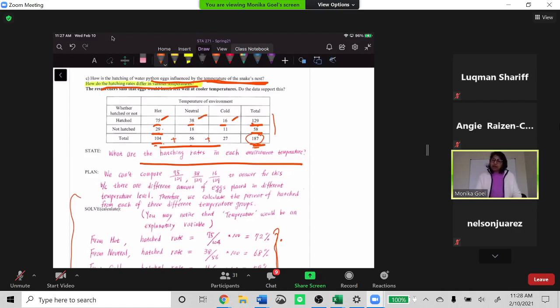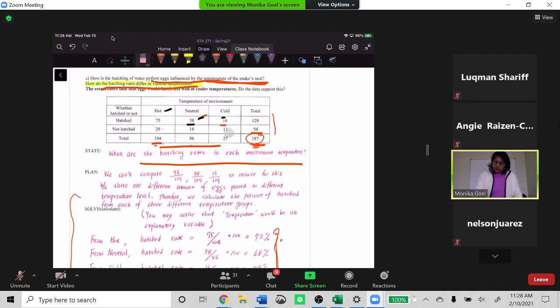So when we are comparing, I need to see how many total eggs were hatched in hot temperature and how many total were not hatched in hot temperature. So I will compare that only with the total number of eggs that were placed in hot temperature. And then similarly neutral temperature and cold temperature. So this is not a good idea to compare just by looking at this, and dividing with the total. Because here there is no point of doing that. I can see that 75 is bigger than 38 and 16 is the lowest. So I can just get the conclusion hot is more.